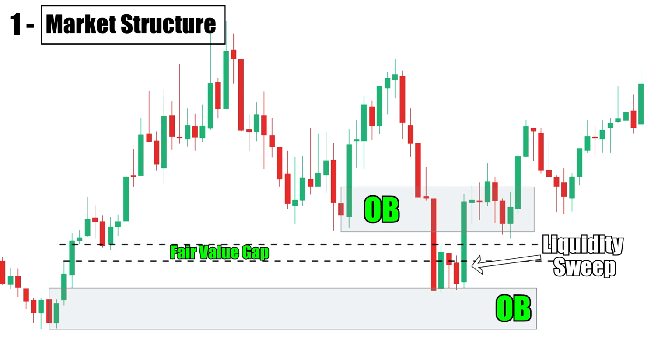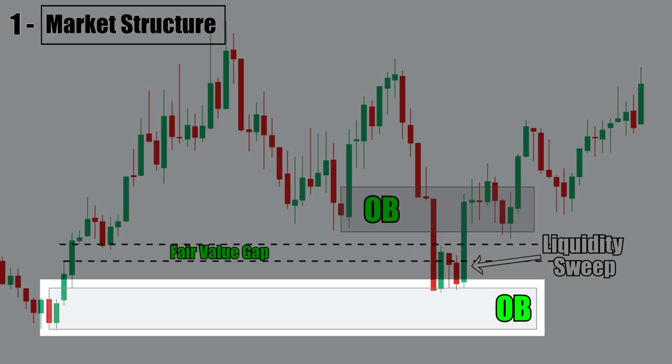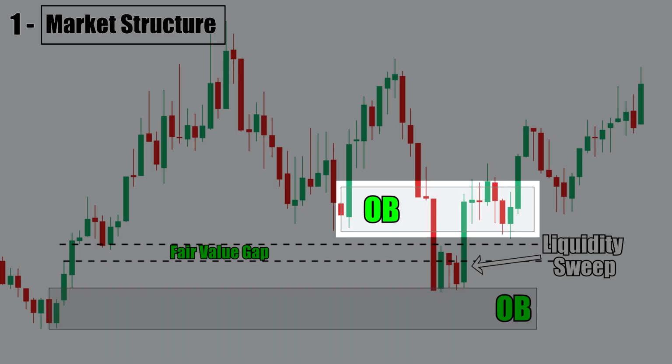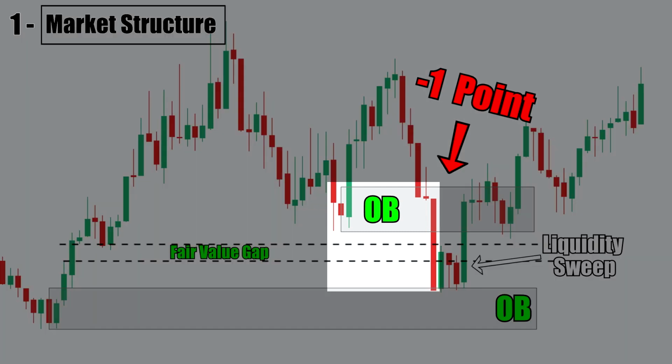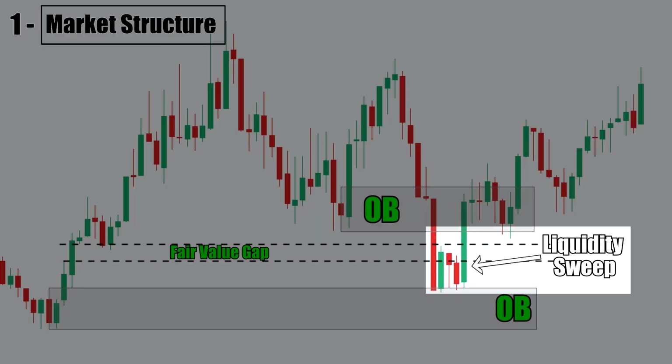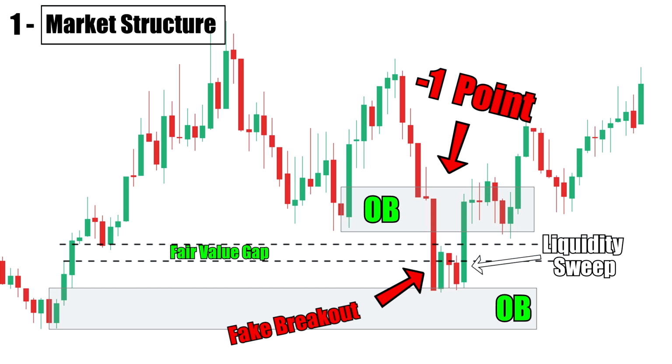So when we see this kind of pattern, a gap plus another strong order block sitting just below the first, we lower the score or priority of the first zone by 1 point. And just a reminder, if price breaks below the first order block, it doesn't always mean a trend reversal. Quite often, it's just a liquidity grab, a quick move to collect orders before continuing in the intended direction.